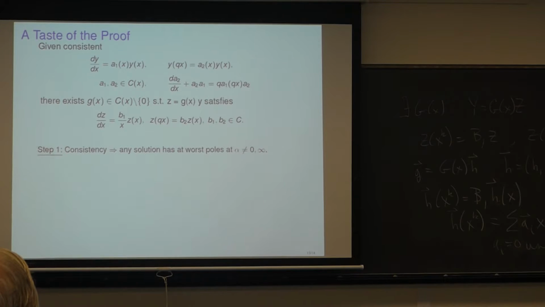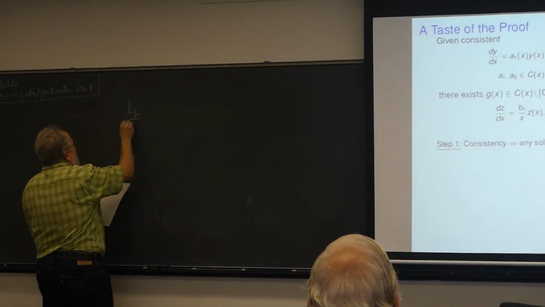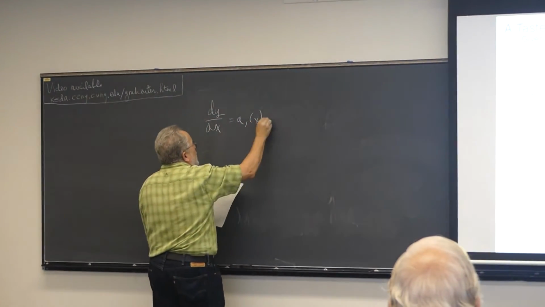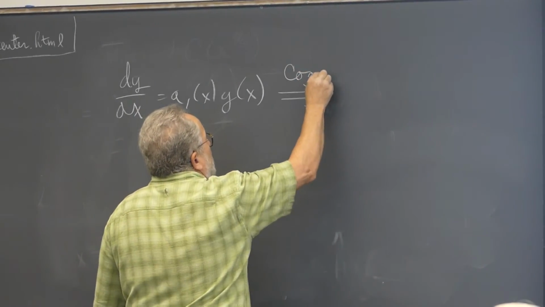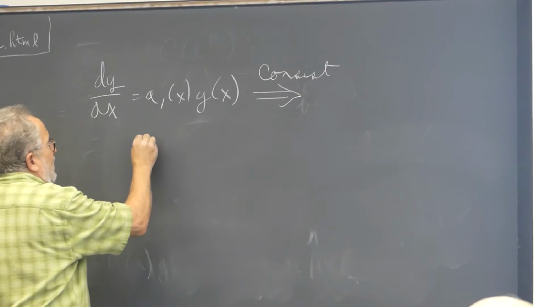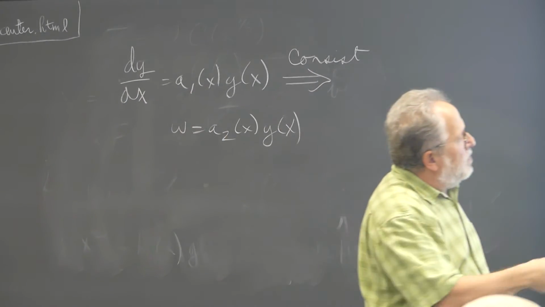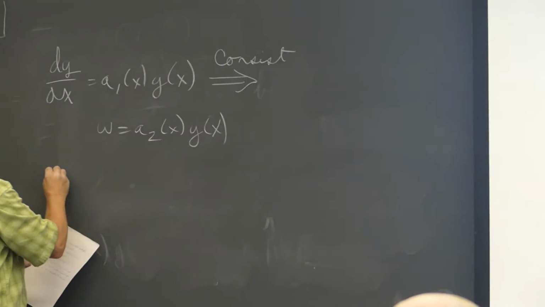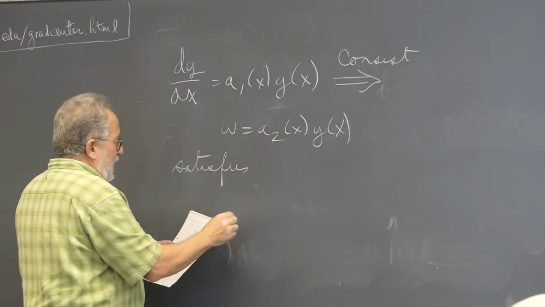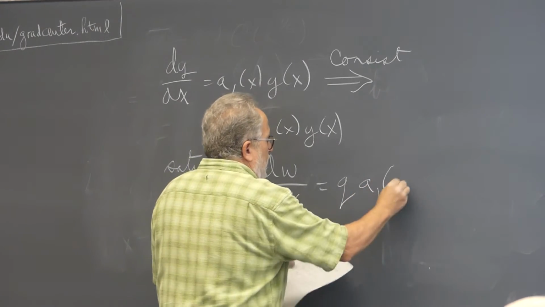So, I'm just going to tell you what that means. I started with dy/dx is a1 of x, y of x. And the consistency condition implies the following: if I let w be a2 of x, y of x, which is the result of substituting qx into x, then by the consistency condition, this new guy satisfies dw/dx is q a1.